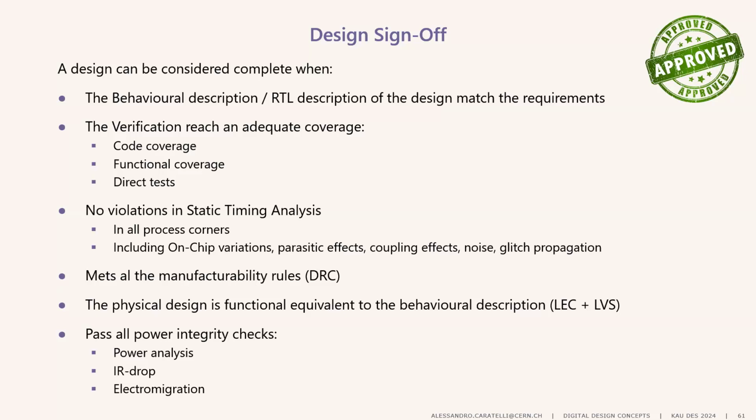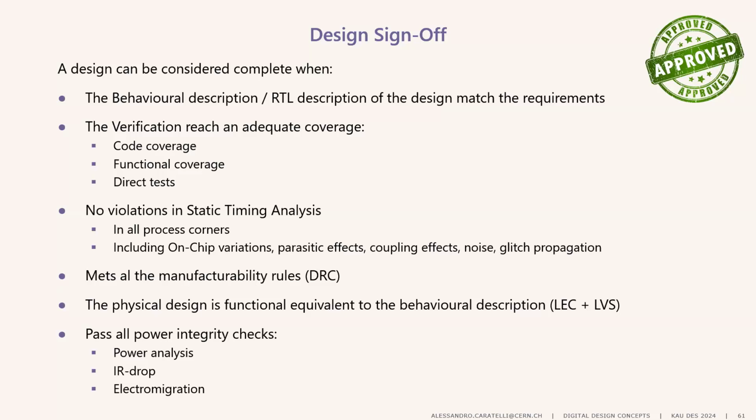So you need to ensure that the verification reach adequate coverage in terms of code coverage, functional coverage, and also direct tests. And then you want to check in static timing analysis that there is no violation in all process corner, including on chip variation, parasitics, and so on. So at the end, let's say with the extraction on the final physical design, you want to check that the chip is manufacturable, so pass the DRC rule.